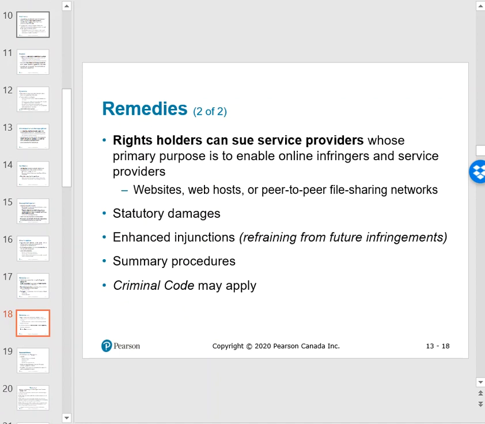Copyright holders or owners can also sue service providers. So there was this case in which YouTube was sued. And why this? Because those service providers have tools, or they should have tools to prevent this. So in case they don't do this, they are not diligent, they may be sued by the copyright owners as well.